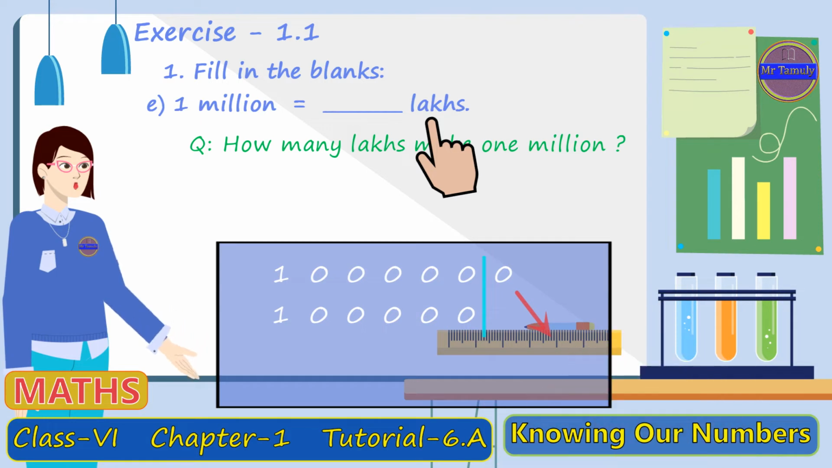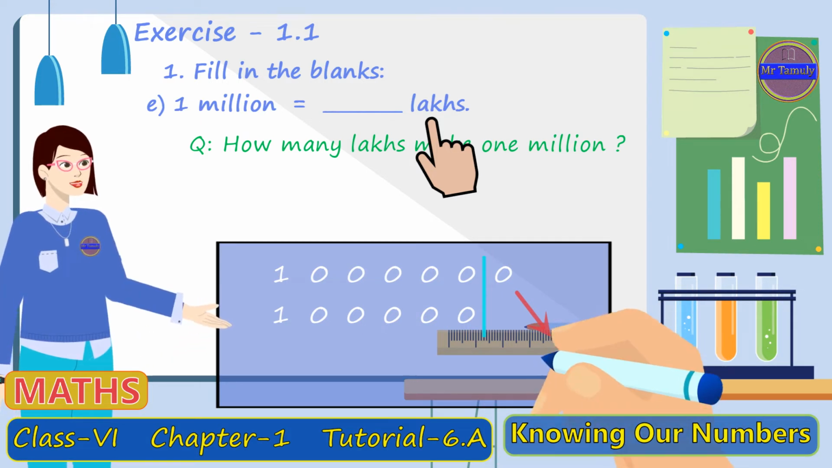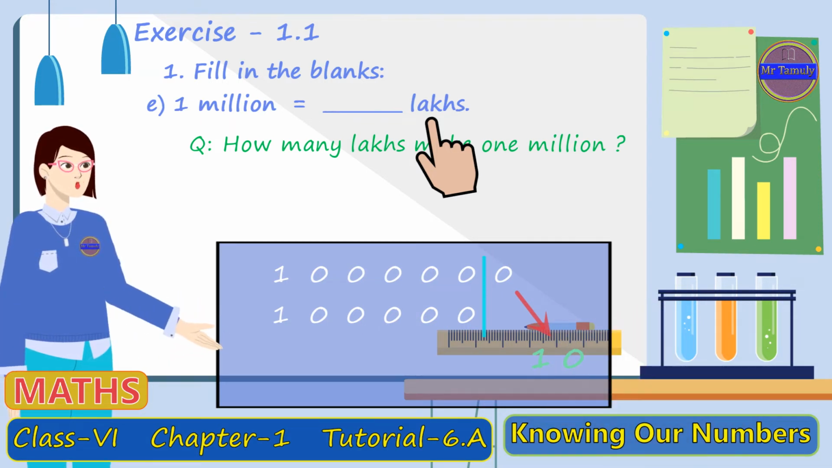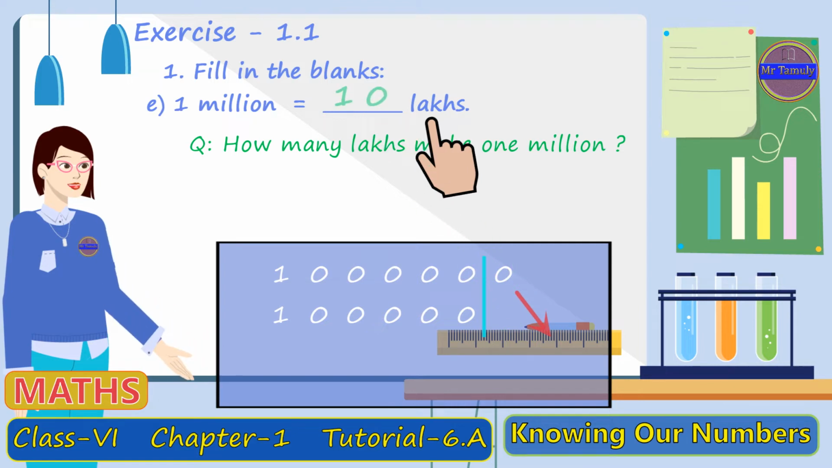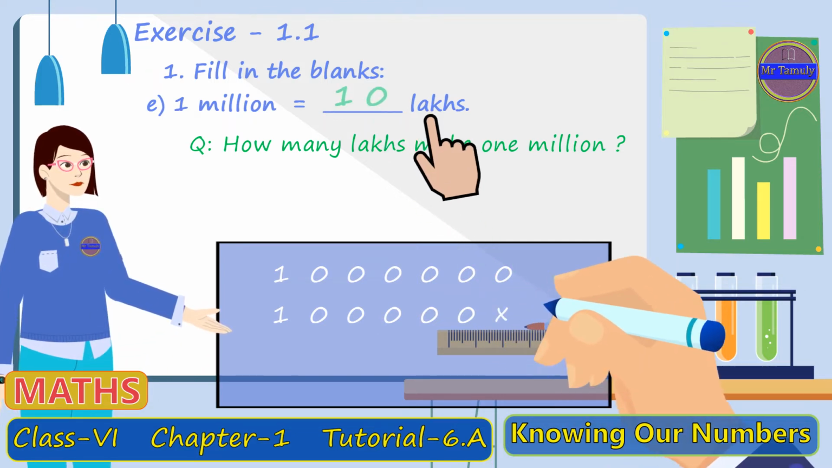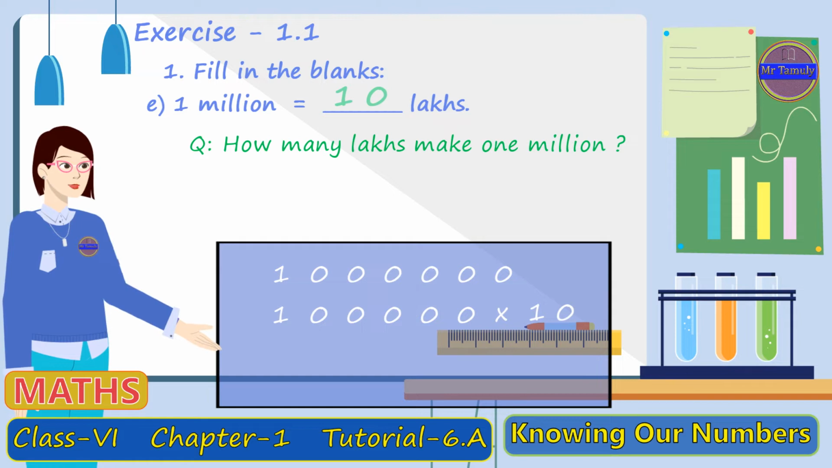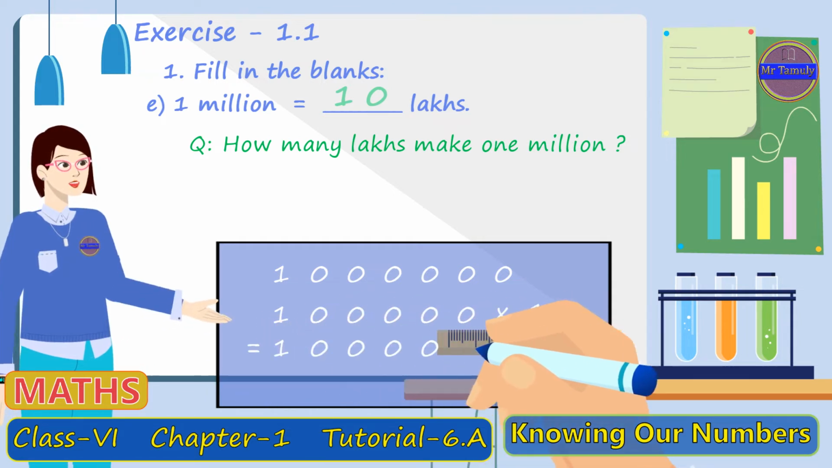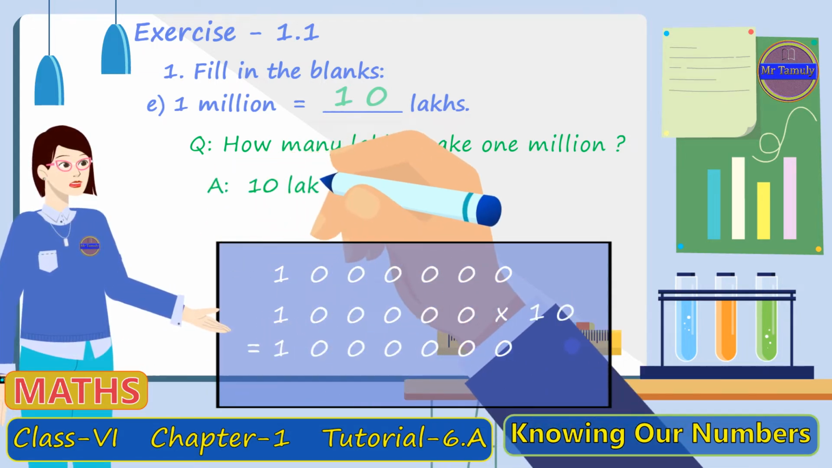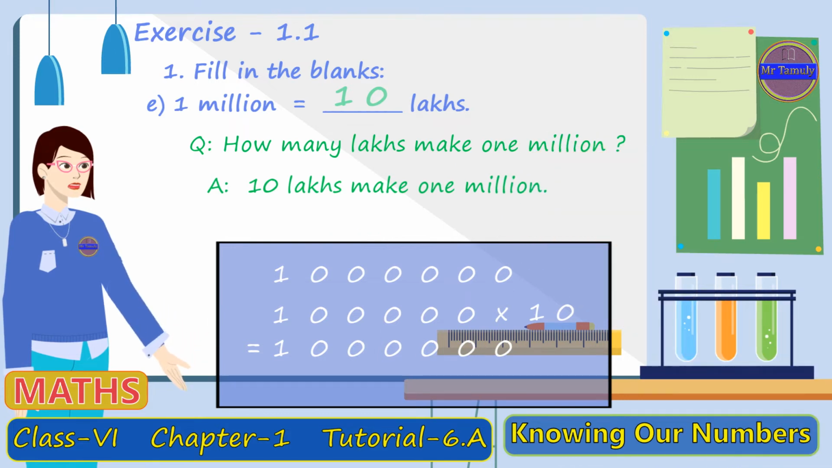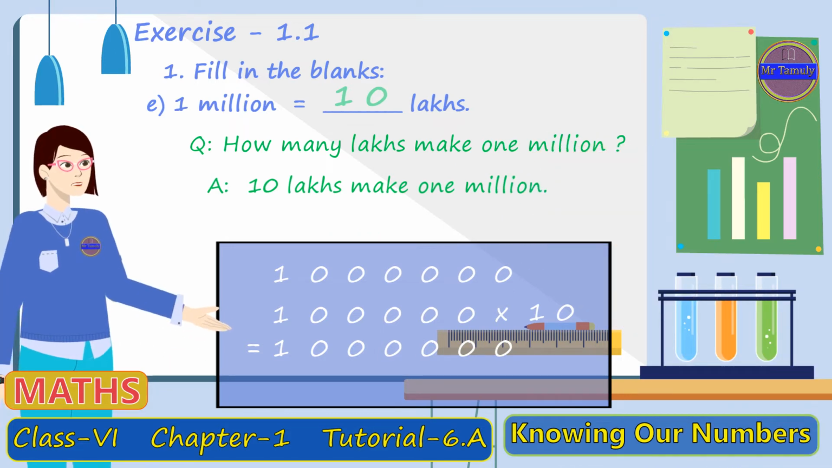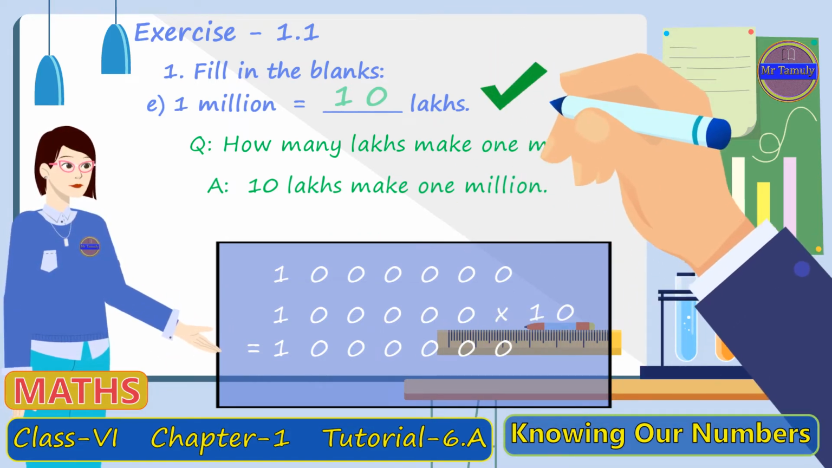So, the answer to this question should be 10. To verify the answer, we shall multiply 1 lakh by 10. The answer that you get is 1 million. Which means that 10 lakhs make 1 million. So we are now sure that the answer we have just worked out is actually correct.